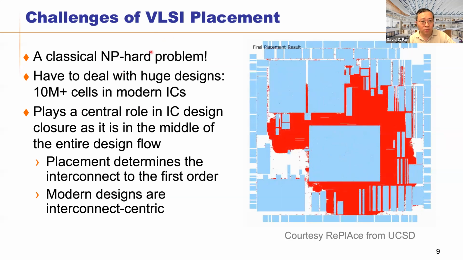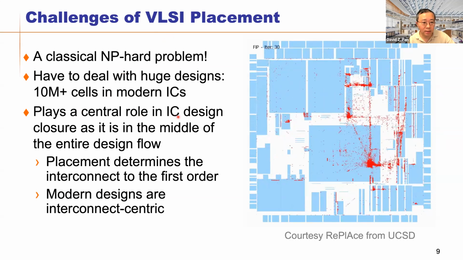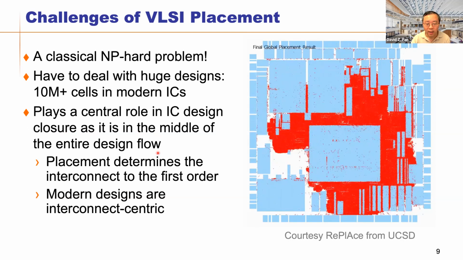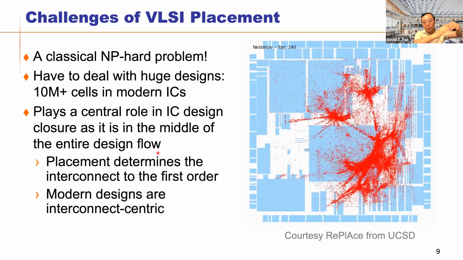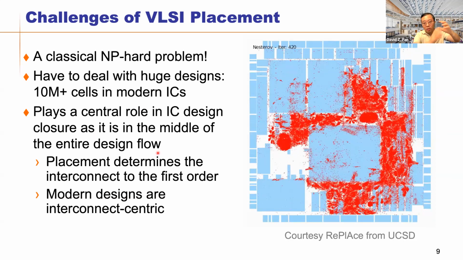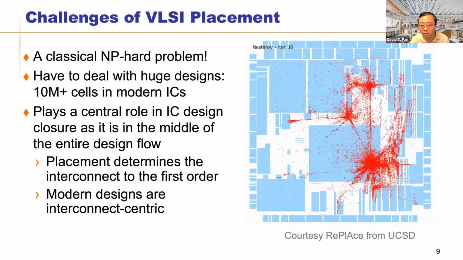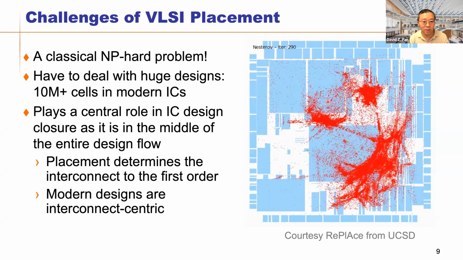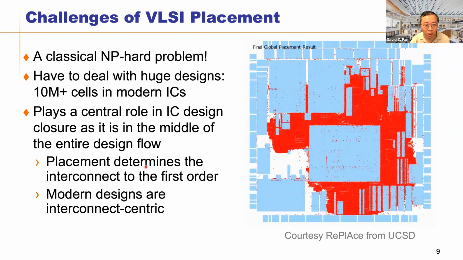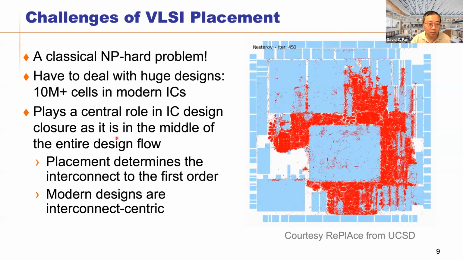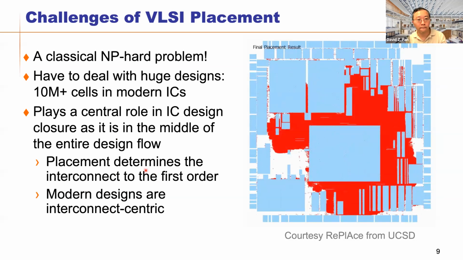Placement also plays a central role in IC design closure because it is in the middle of the entire design flow, as I showed you before. Physical design is somewhere in the middle. Placement is very important because without placement, you don't know how long the wire is. There are connections between the cells, and without placement, you don't know how long the wires are, and the wire now dominates the overall circuit performance, power, and so on and so forth.